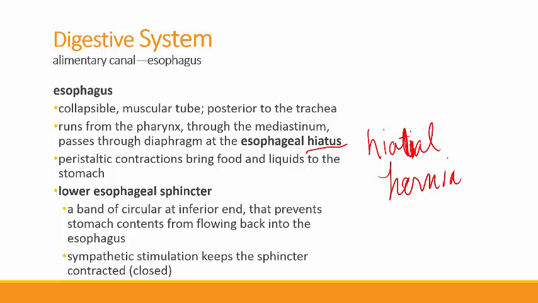The bolus of food is pushed down toward the stomach by peristaltic contractions. As the bolus reaches the lower esophageal sphincter, the sphincter will relax. That sphincter is a band of circular, smooth muscle there at the inferior end of the esophagus, and it can very tightly seal off the contents of the stomach from flowing back into the esophagus. We talk about that as gastric reflux.